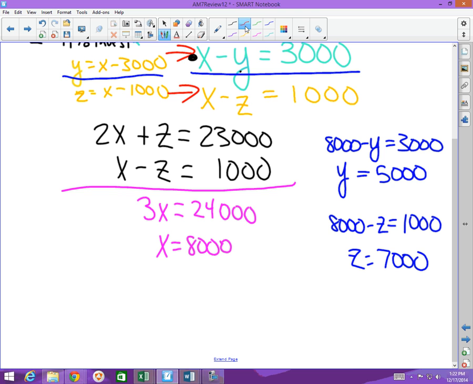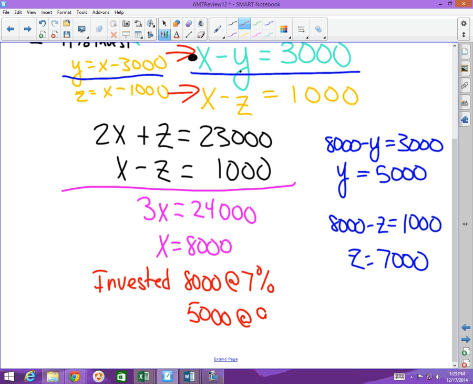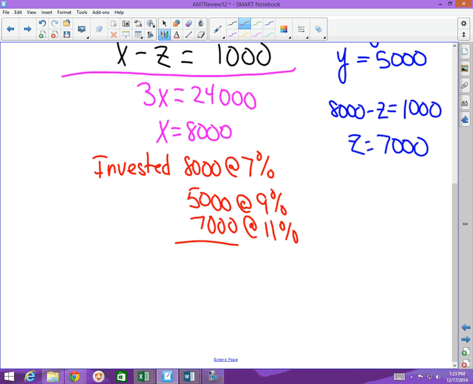And so then at the end, you've got to write your answer. You invested 8,000 at 7%, 5,000 at 9%, and 7,000 at 11%. Those should all total 20, which they do. And if you were to take these numbers and add them up, that would total 1780.